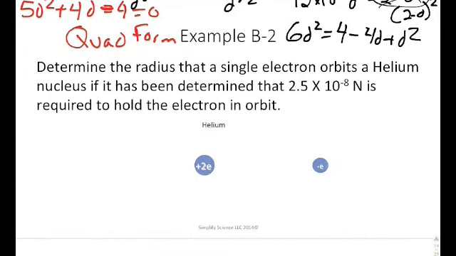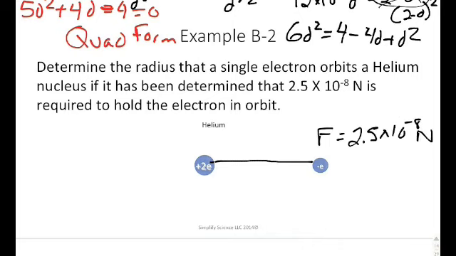This one says determine the radius that a single electron orbits a helium nucleus if it has been determined that 2.5 times 10 to the minus 8th newtons is required to hold the electron in orbit. In other words, in order for this to exist, there is a force of 2.5 times 10 to the negative 8th newtons.